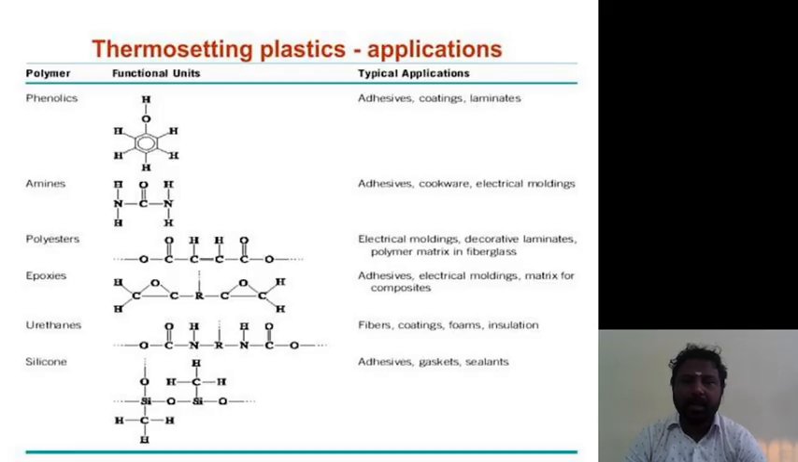Thermosetting plastic applications are also given here. First, it is used in electrical voltage applications, to make some fibers and cooling items, and to make cookware, right? And additives. These are the various applications of thermosetting plastics.